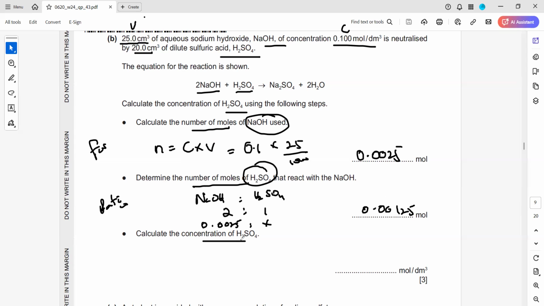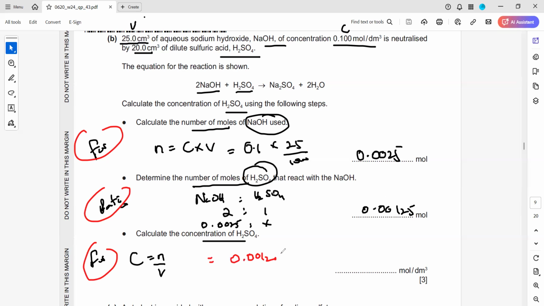Then the concentration. If we need the concentration, concentration is moles divided by volume. And again, if you see the trend, first we use a formula, then we use a ratio, and now again we are using a formula. So moles, which are 0.00125, divided by volume of sulfuric acid. What volume of sulfuric acid? 20, because we used 20 cm cube of sulfuric acid. So divided by 20 cm cube, how much in dm cube?